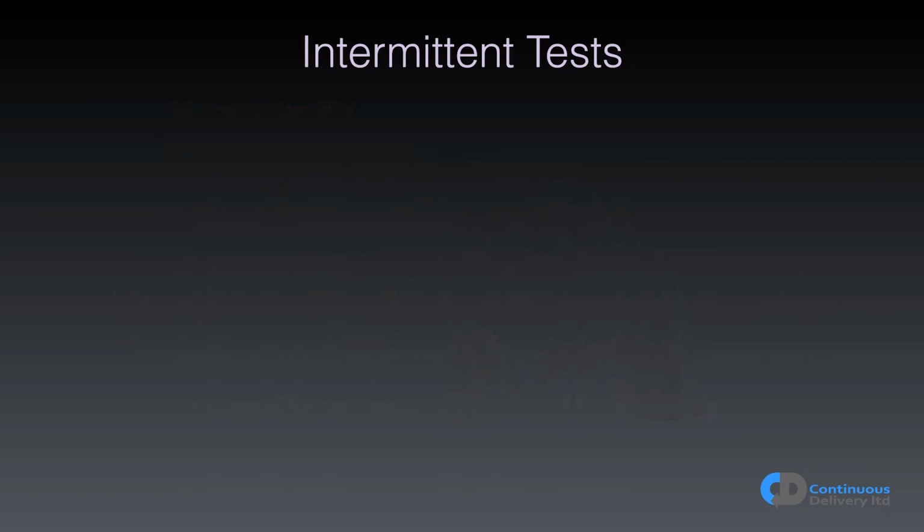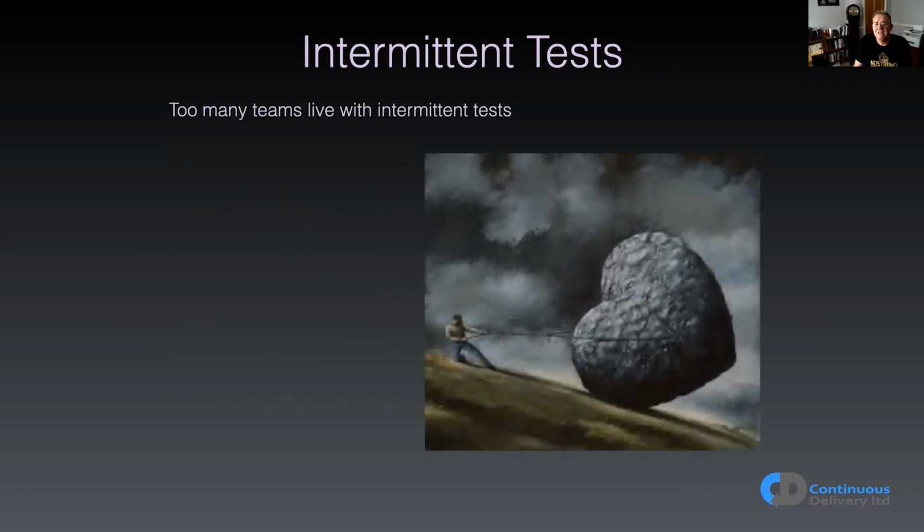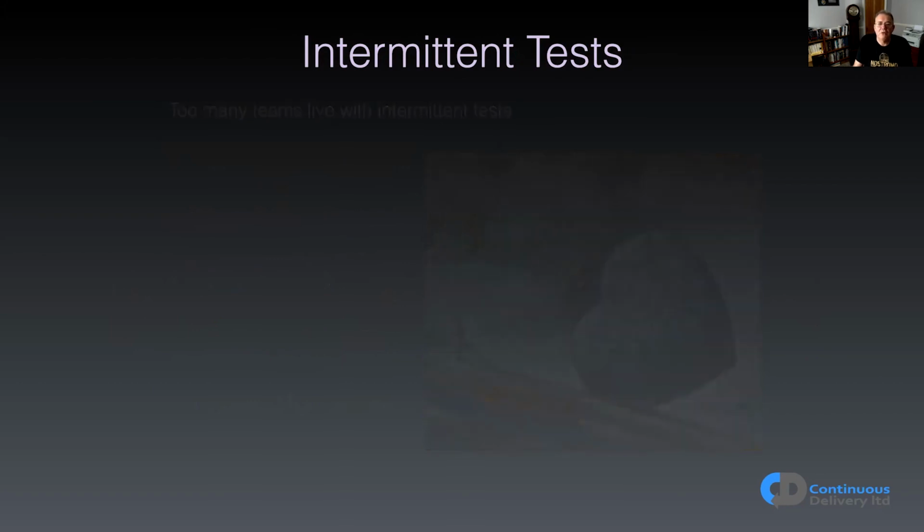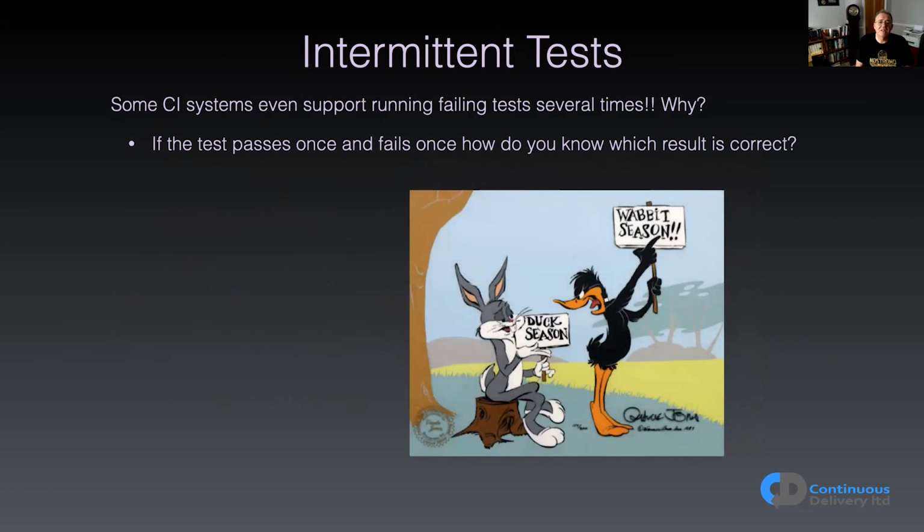Yeah. Intermittent tests are a pain. Too many teams live with intermittent tests. They're carrying this heavy load all of the time. Some continuous integration systems do a thing that I think is terrible, which is they give you the option to say, if a test fails, run it 2 or 3 times until it passes. Well, what does that mean? If it failed one time and passed another, why do you trust the time when it passes rather than the time when it fails? One of them is lying to you. The safest one to assume that it's lying to you is when it's passing, not when it's failing. So I think we should take failing tests seriously.